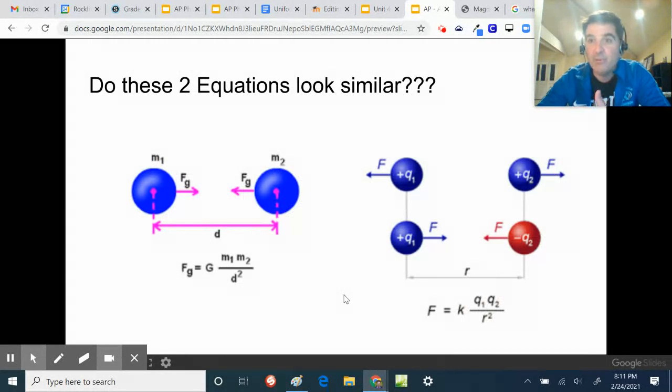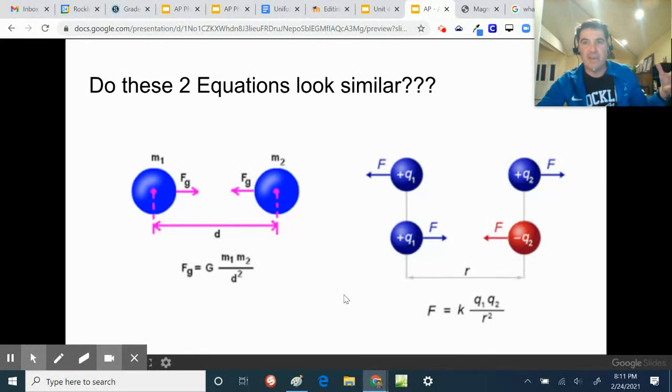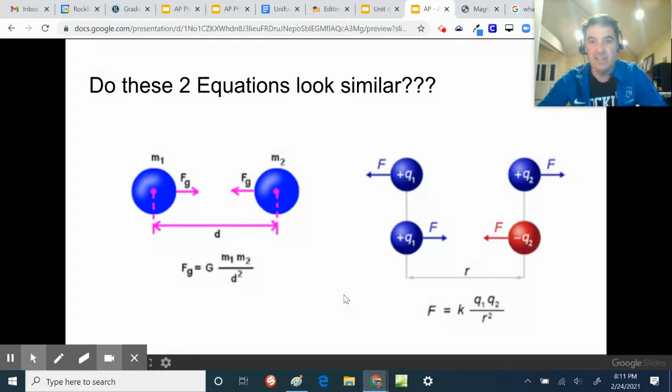Do those two equations look similar? Just look at the equations themselves. I mean, they look pretty much exactly the same, don't they? The same format, right? They're both telling how strong a force is that is, in this case, just pulling these two things together. And this is the force of gravity. And this one can either repel or attract, and that's the electric force. They're actually the same exact basic format of how they're formed.